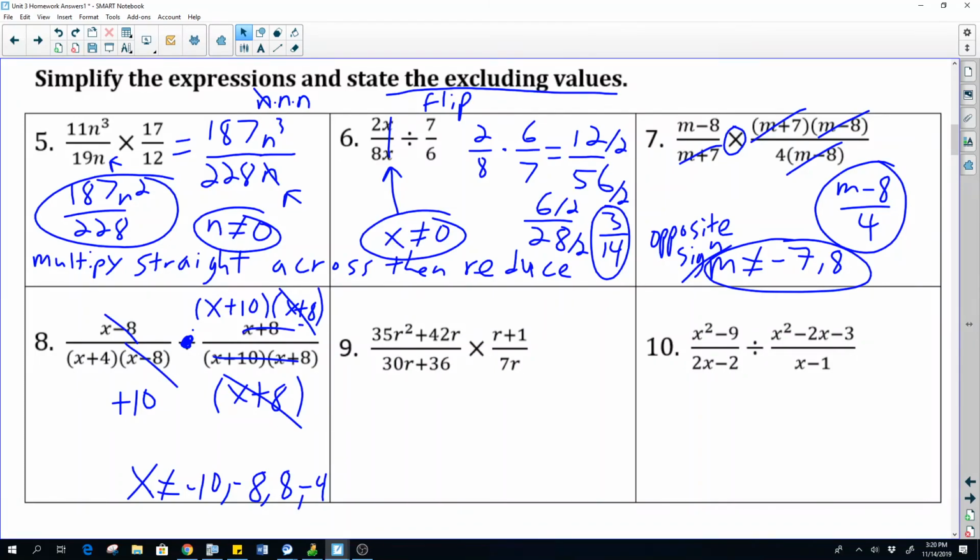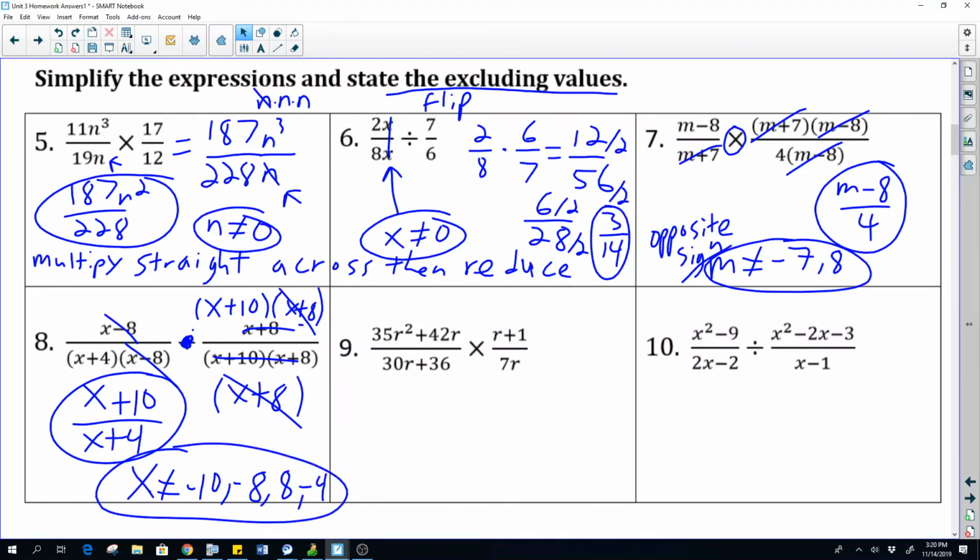We fixed it. So the x minus 8's cancel. So we're just left with x plus 10 over x plus 4. Nice, nice. So there's our answer, and those are exclusions. Don't forget to list all those on the test. Cool. Okay, there we go.